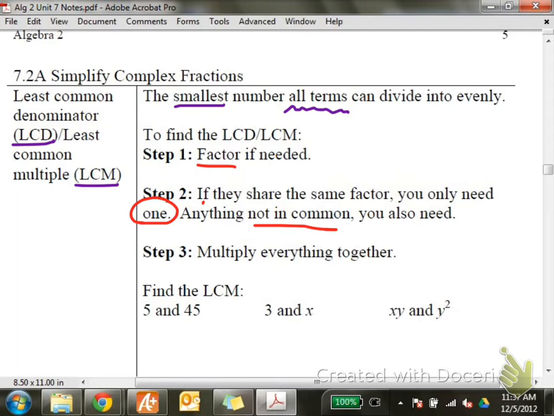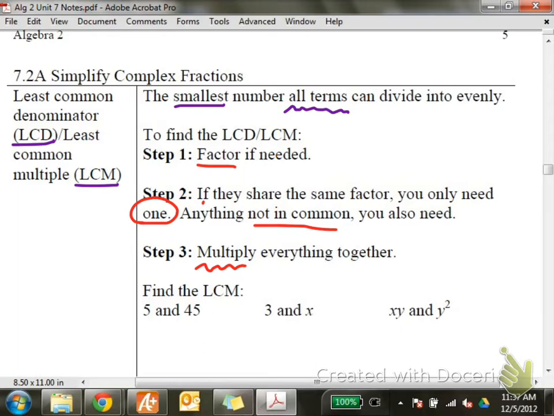So, for example, say that there are two denominators and they both have x in them. You don't have to write x squared, you only need to use x. Okay? And then last thing is we are going to multiply everything together. And we're going to practice this before we actually start any problems. We are going to practice this right now.